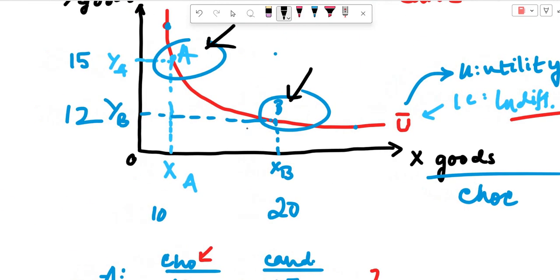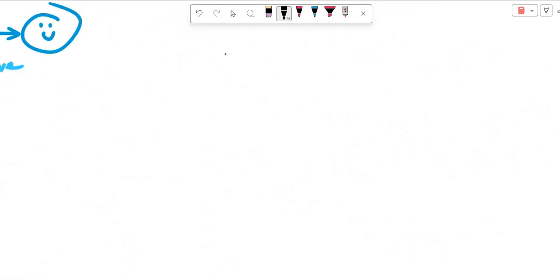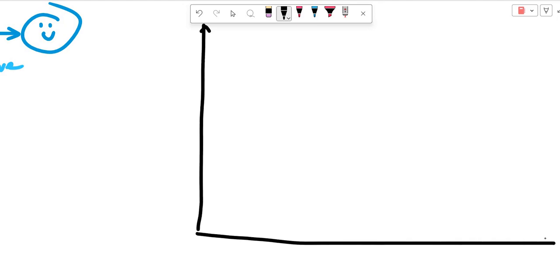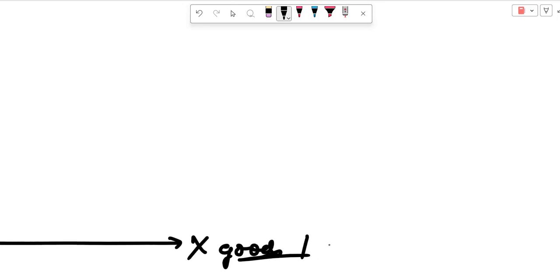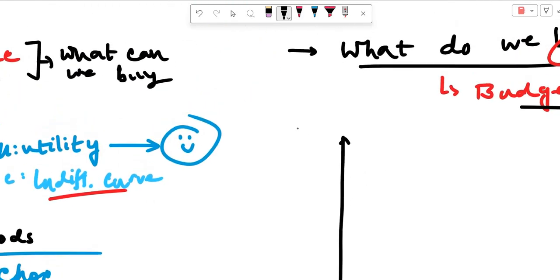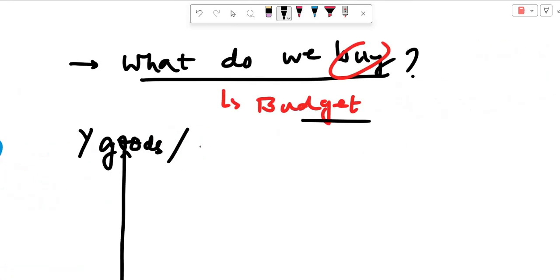So using a similar idea and methodology, we're going to be looking at a graph because graph makes everything easy, right? So let me draw the two axes. The basic idea remains the same. On the x axis, we have the x goods. For everybody who loves chocolates, we can think of chocolates in this axis. And on the y-axis or the vertical axis, we have y goods, if I can write that down properly. And for everybody who likes candies, we can think of candies.